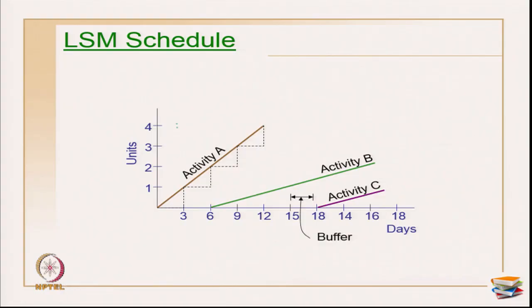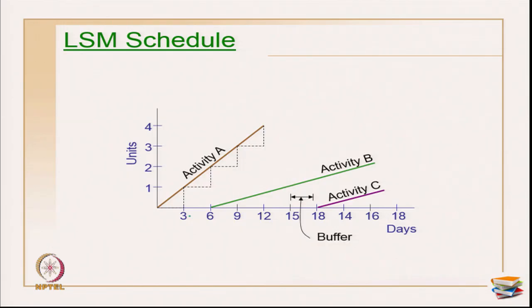Okay. In LSM, what happens is, primarily this is a network, it shows only one line, okay, with an inclination to the horizontal. So, primarily I have taken 3 activities A, B and C, okay, and this is the duration of the activities, and this shows units 1, 2, 3, 4 and so on.